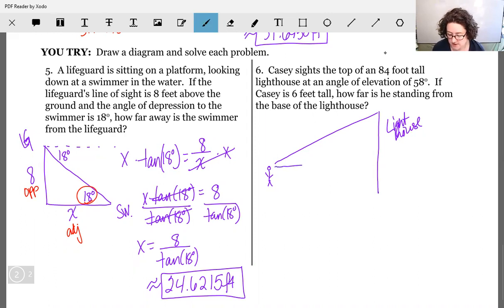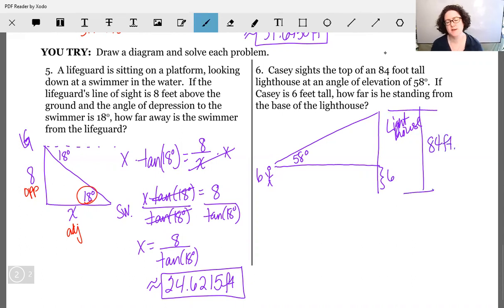Well, that's measured from, if we were looking horizontally, straight out, angle of elevation is how far they tilt their head up. And so this is one of those where we have to account for some extra height. Second sentence says, if Casey is 6 feet tall, how far is he standing from the base of the lighthouse? So this length here is 6, which means this is also 6. The lighthouse itself is 84 feet tall. So the full height here is 84 feet.